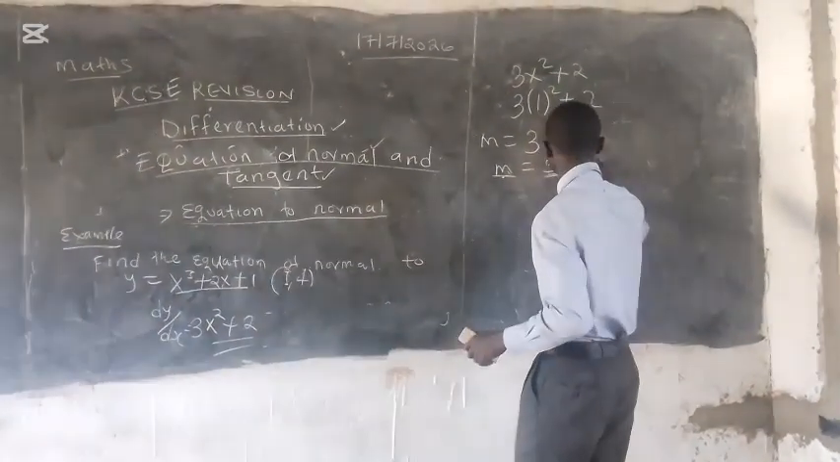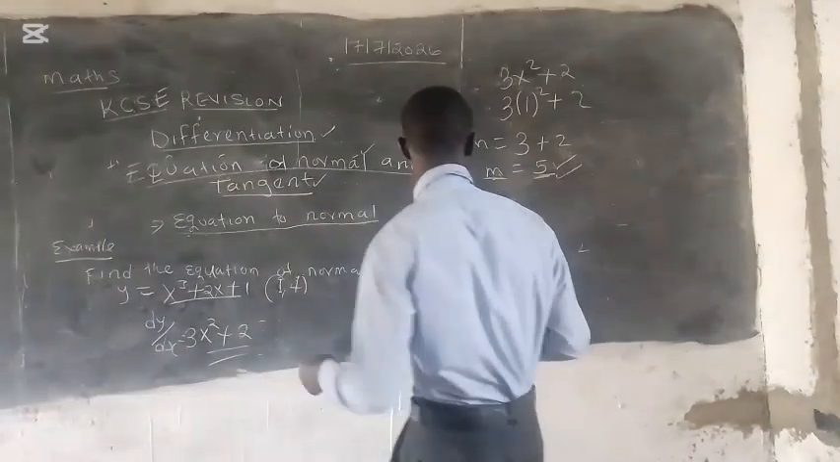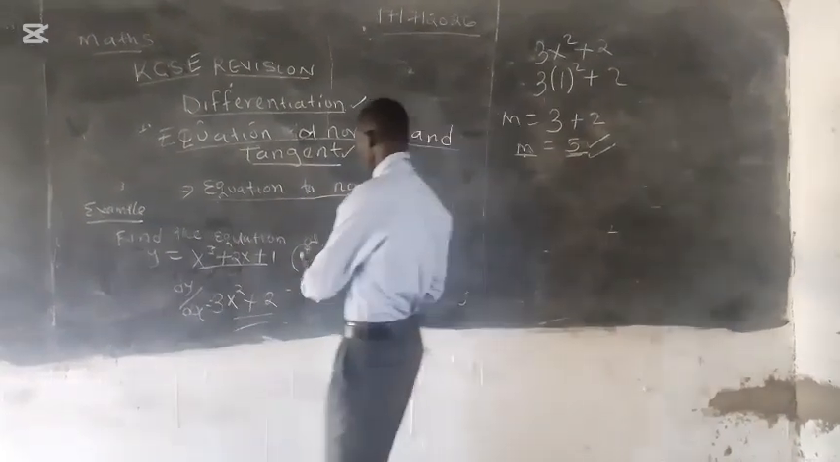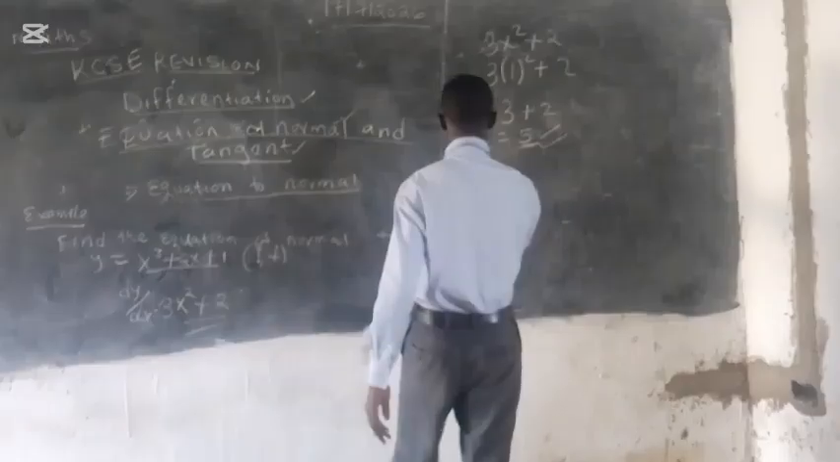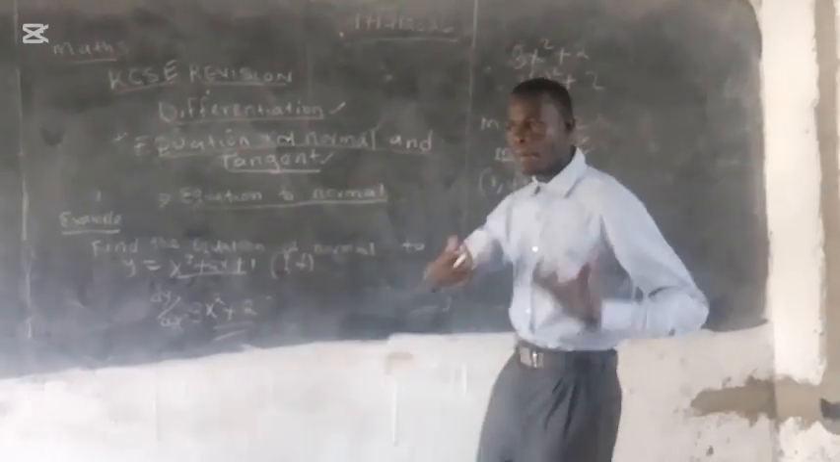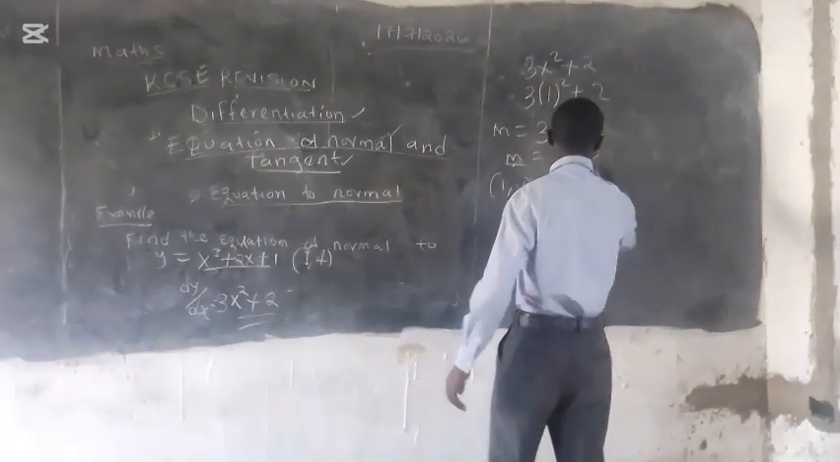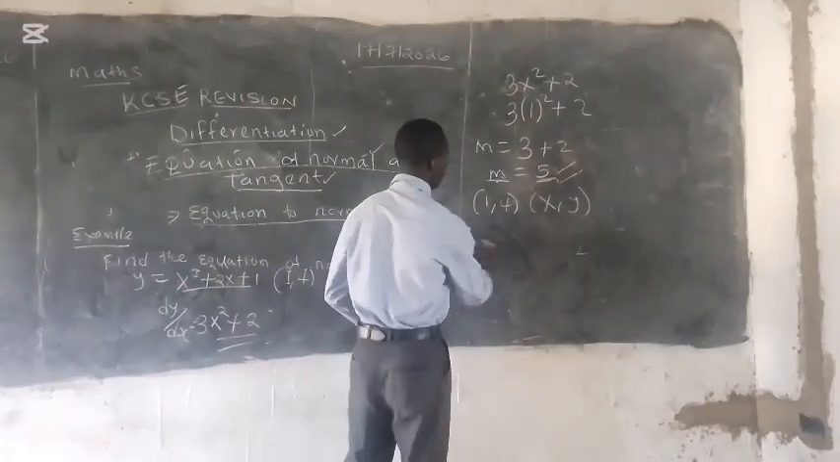Now after getting the gradient, this is a concept we did in Form 2. After getting our gradient, we come back to our point. We say that we have a point, that is 1, 4, and our gradient. So we introduce another point with unknowns, and that is x, y.